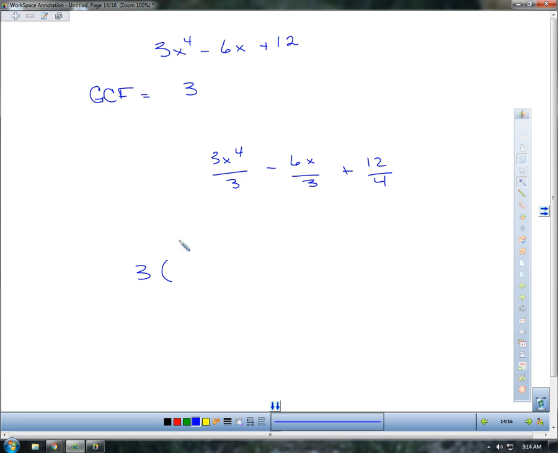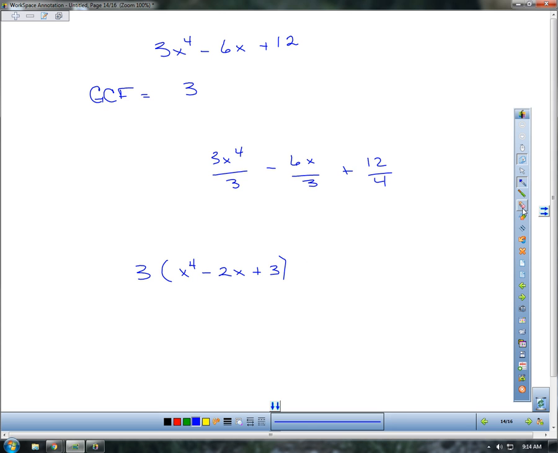So 3 divided by 3 is 1. And so 1 times x to the 4th is x to the 4th. Negative 6 divided by 3 is negative 2. Still have to keep my x. And then 12 divided by 4 is 3.